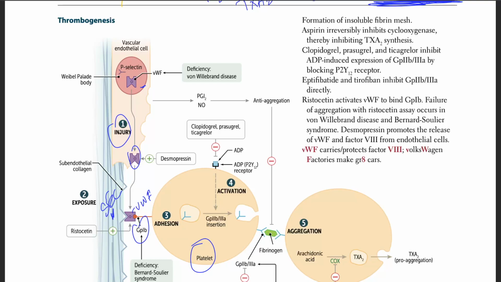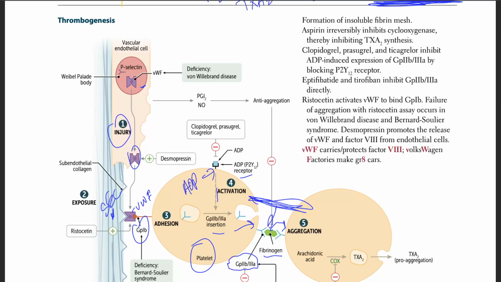ADP. Okay, ADP is going to stimulate, it's going to release ATP, which is going to stimulate those P2Y12 receptors, which are going to insert the GP2B3As on the surface. And once on the surface, these GP2B3As will bind fibrinogen, and that fibrinogen will also bind to other GP2B3As on the other platelet. So basically attaching these two platelets together by fibrinogen in between.